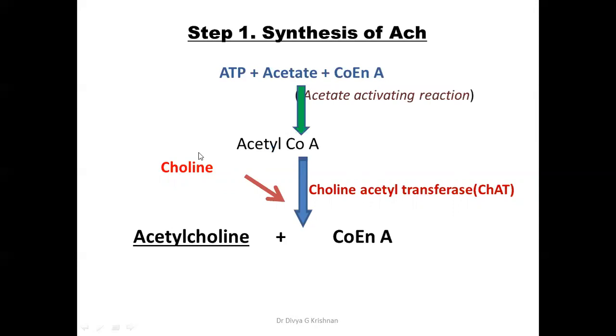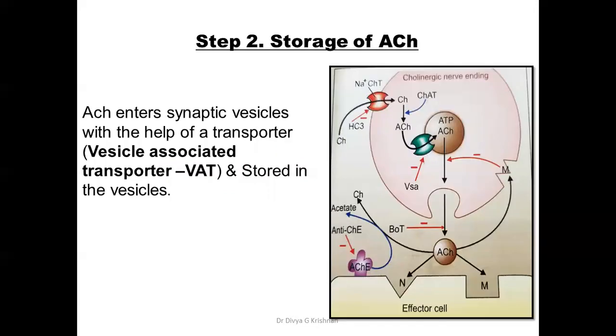The choline, which is taken up by the sodium choline cotransporter into the neurons, combines with acetyl coenzyme A in the presence of the enzyme choline acetyltransferase to result in the synthesis of acetylcholine and coenzyme A. So the synthesis of the neurotransmitter has occurred. Now we go on to the next step, that is the storage of acetylcholine.